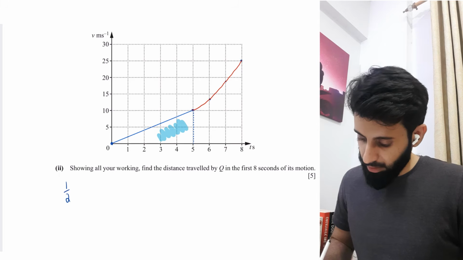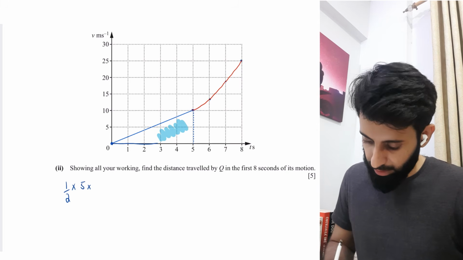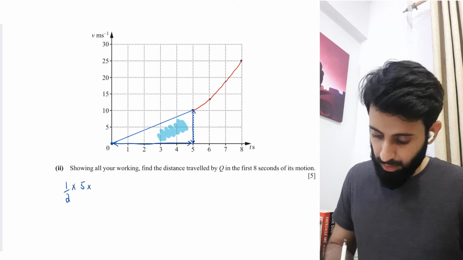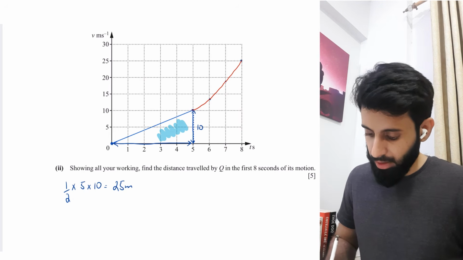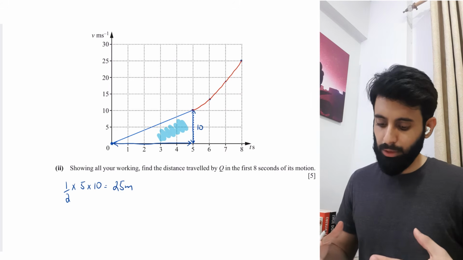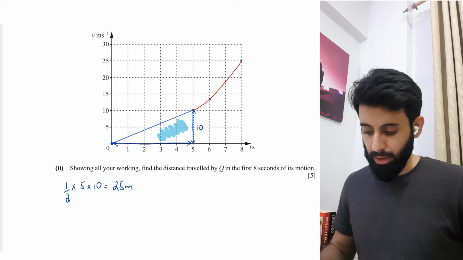So area of a triangle is equal to half times base times height. So the base is 5, as you can see. The height is 10, again, as you can see here. Okay, so we're looking at half times 5 times 10, so that's 25 meters. We could have also integrated the line 2t, but no point. That would have made things more difficult. Since it's a straight line, you can very easily work out the area.